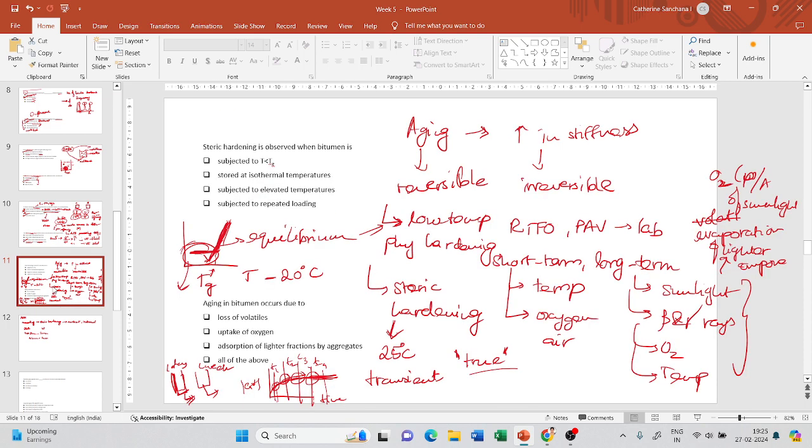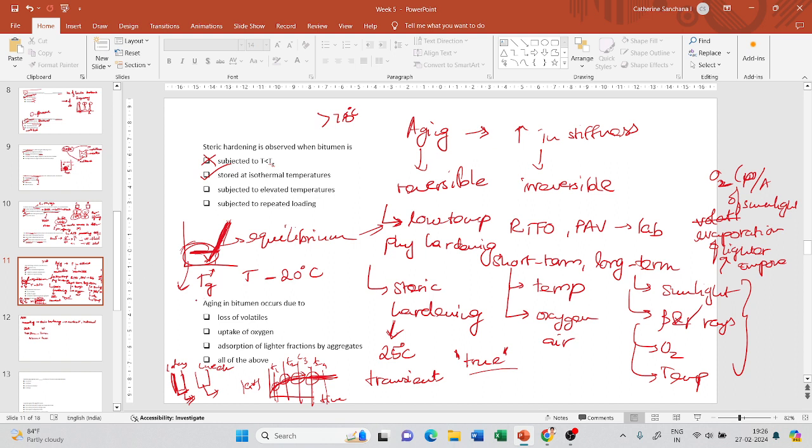So if we go back to this question, steric hardening is observed when bitumen is subjected to temperature less than Tg. No, this is what we saw for low temperature physical hardening. When it is stored at isothermal temperatures, yes. When it is subjected to elevated temperatures, if it is very high, it undergoes aging, or if it is a temperature greater than 70 degrees Celsius. So they would have mentioned that if you heat bitumen at a temperature greater than 70 degrees Celsius, do some kind of conditioning, it is expected to reverse the steric hardening.